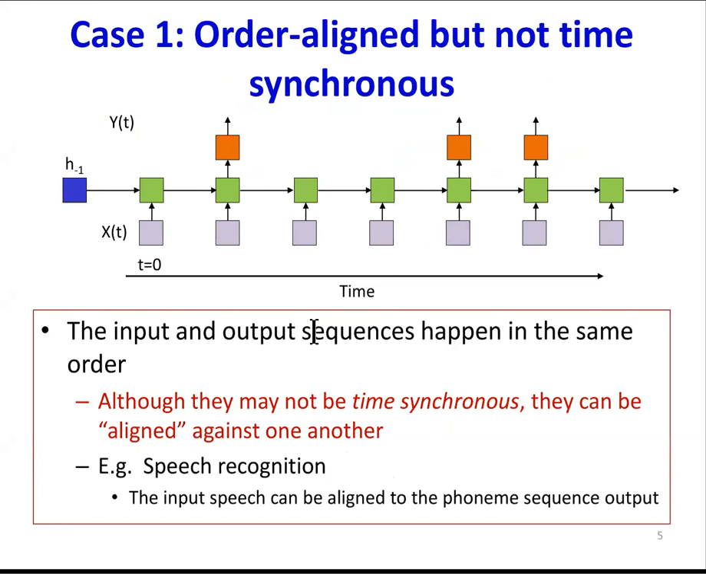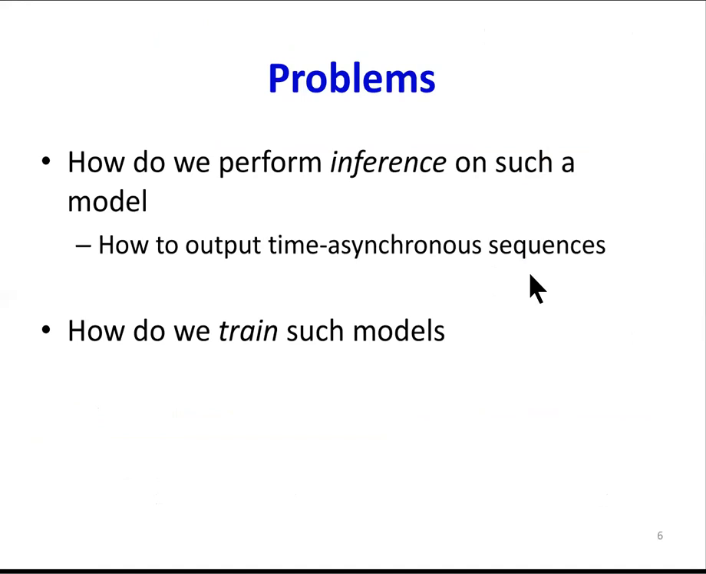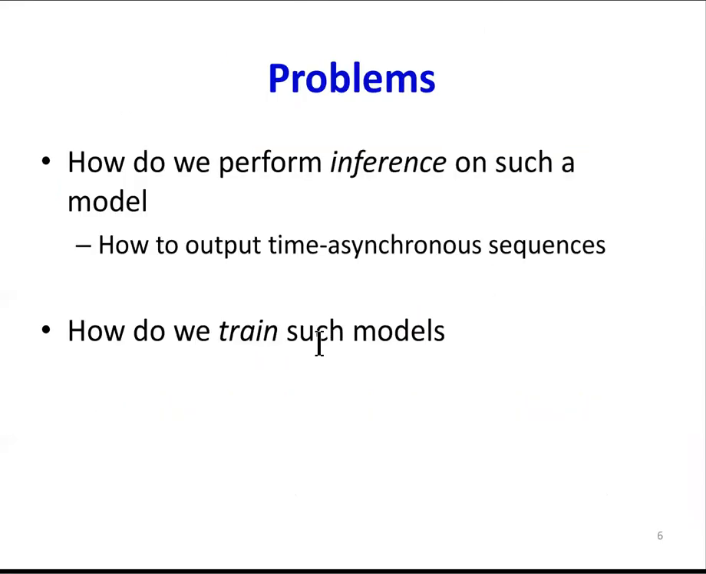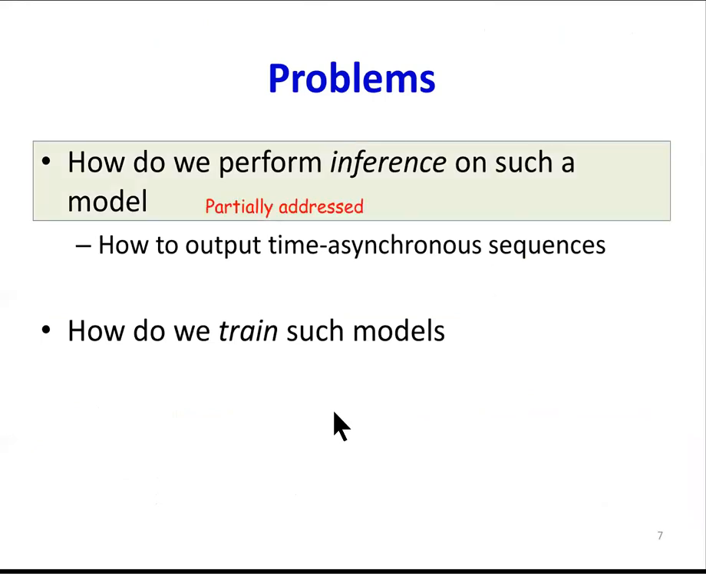Now here's the kind of problem that we're looking at. You have a sequence of inputs coming in, you have outputs coming out intermittently. They're not time synchronous, but they are aligned to one another because the segment of the input that corresponds to any symbol in the output, those segments occur in the same order as the output symbols themselves, like in speech recognition. So the problems we saw here, the outputs are intermittent, right? And we don't know a priori where the outputs must be produced. So how do we perform inference on such a model? Number one. And number two, how do we train such models?